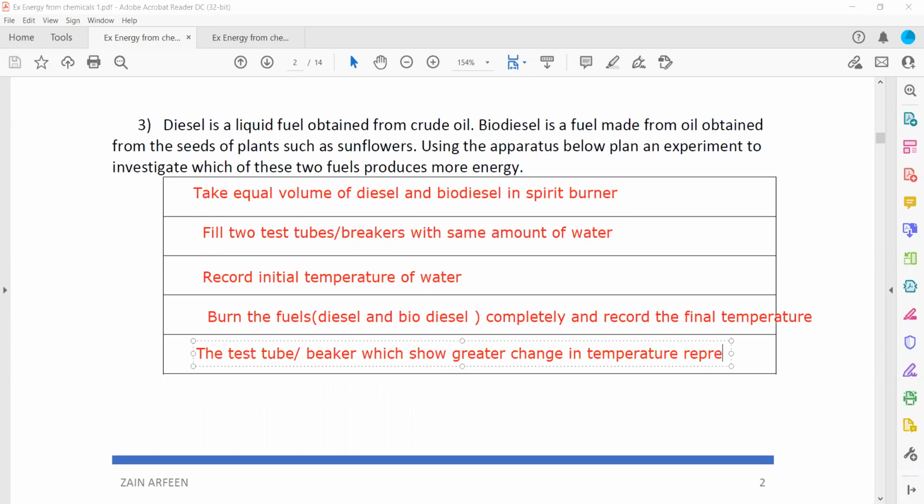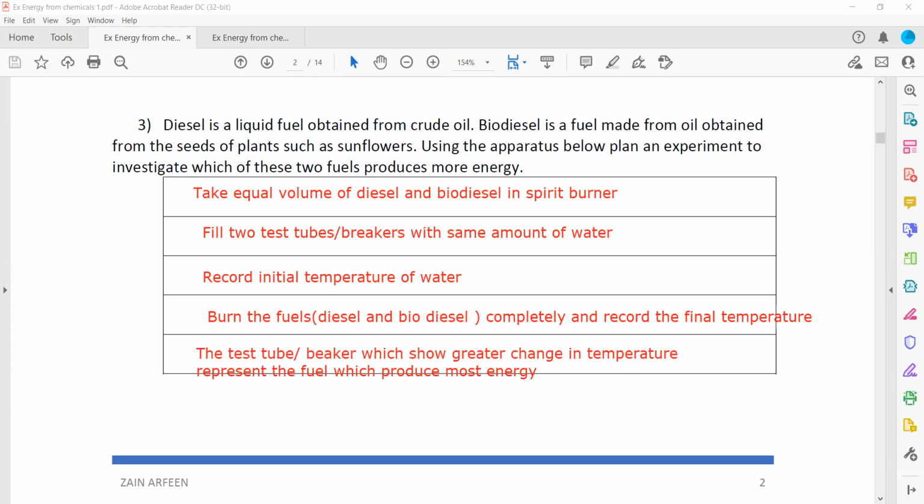represents the liquid or the fuel which produces the most energy. Is it clear, this experiment, how we can work out which one produces the most energy when we burn? So we take equal amounts of the two liquids, we burn them, we take equal amounts of water in the container. The experiment in which there is a greater change in temperature, that is the most exothermic or produces the most energy.